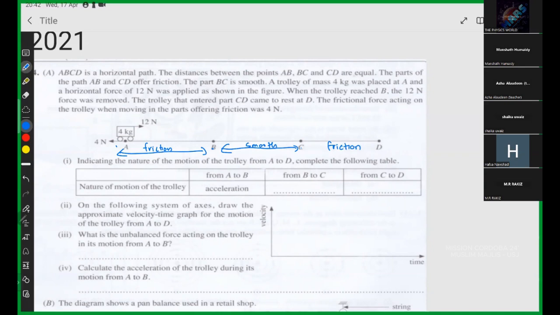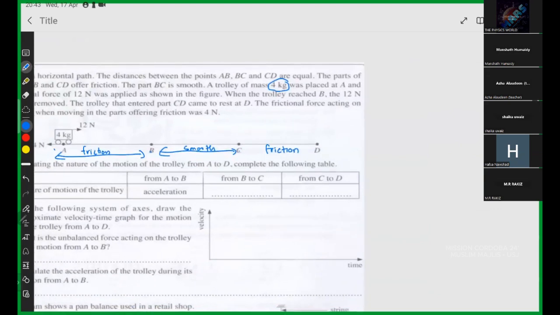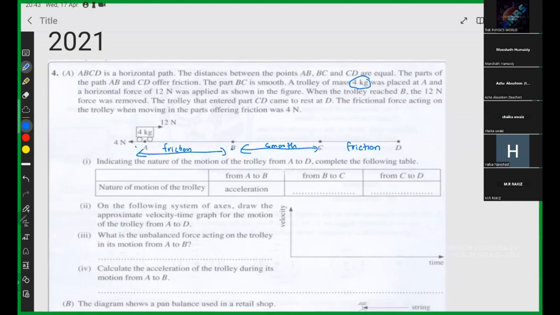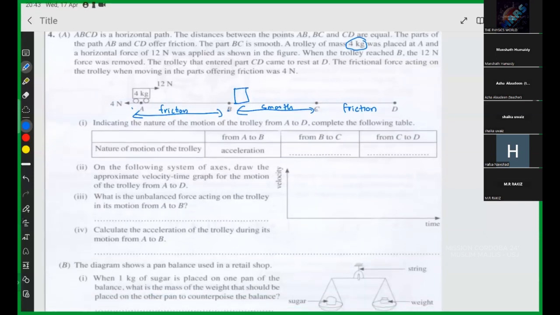A trolley of mass 4 kilogram. Just highlight this and keep. 4 kilogram was placed at A and a horizontal force of 12 Newton was applied. It is already marked, so it's okay. When the trolley reached B, the 12 Newton force was removed. So at this point, the 12 Newton was removed. So here there's no friction and there's no 12 Newton force also. Then what happens? From C, it finally came to rest.